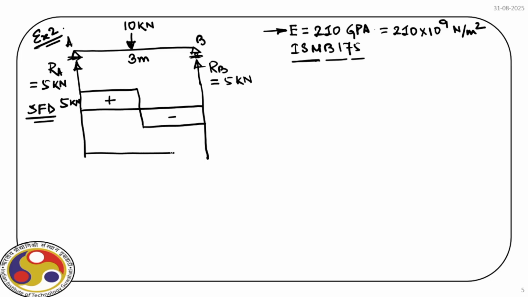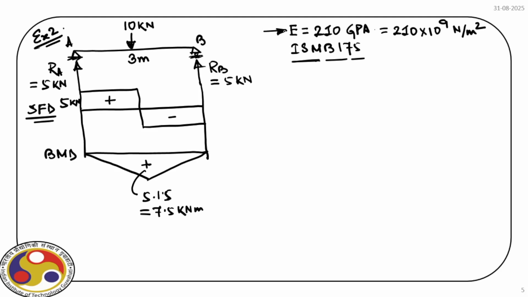Similarly, we can also draw the bending moment diagram, and it has a sagging bending moment, so it is positive at the middle as per our nomenclature, and this value is 5 kilonewton times 3 by 2, that is 1.5, so it is equal to 7.5 kilonewton meter. So we have our BMD also ready.